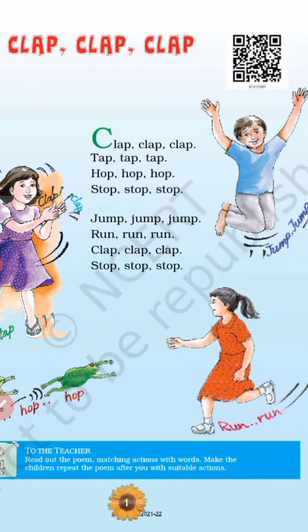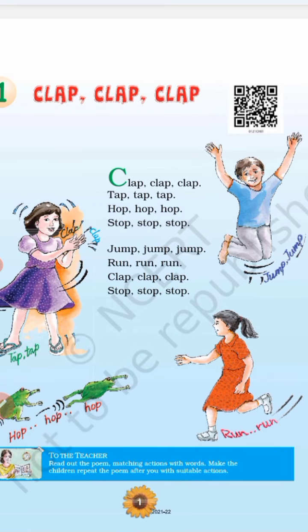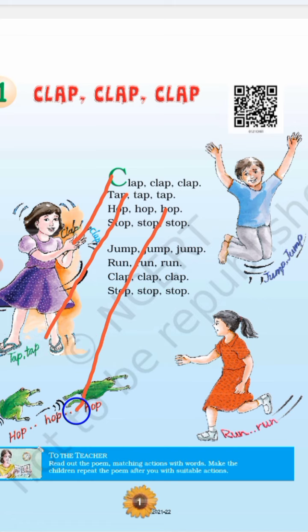Kids, we have to match these words with the action. Okay, हमें इन words को action के साथ match करना है. So let's start, let's do matching. First is clap clap clap, so we will match with this. Okay, or with the hands, clap clap clap, tap tap tap, this tap is, we will match with the feet, tap tap tap, hop hop hop, so we match hop hop hop with the frog.